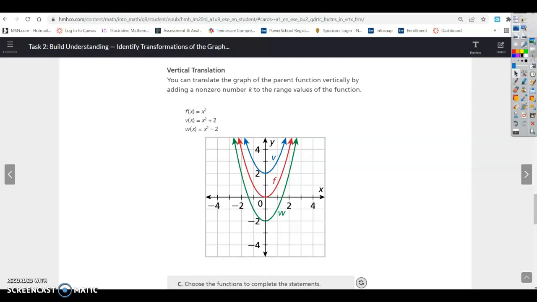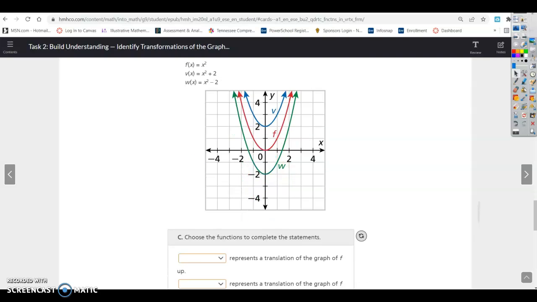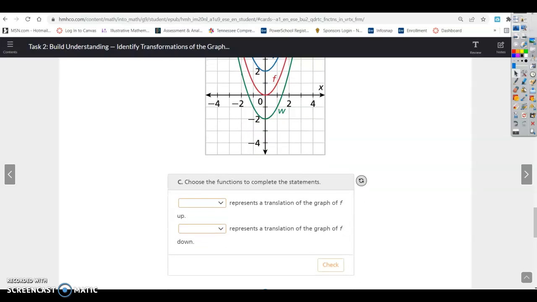All right, a vertical translation is a little easier because it goes exactly the way you expect it to move. So you can translate the graph of a parent function vertically by adding a non-zero number k to the range values of the function. So f of x equals x squared, v of x equals x squared plus 2, so you can see it's just moved up 2 units, and then w is x squared minus 2, which just shifts the whole graph down 2 units. So it says choose the functions to complete this statement.